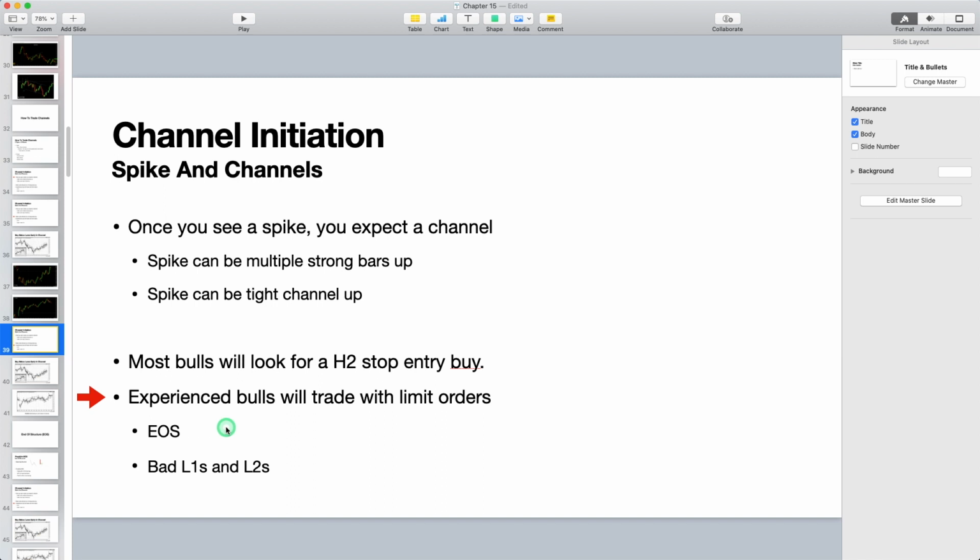Now, experienced bulls will trade with limit orders. The way that they'll trade with limit orders is by looking for an end of structure or bad low 1s and bad low 2s, which are bad sell signals. So they're going to bet that the bear breakouts will fail.